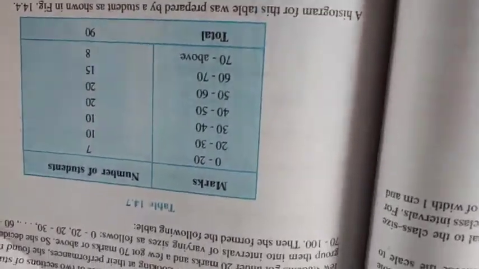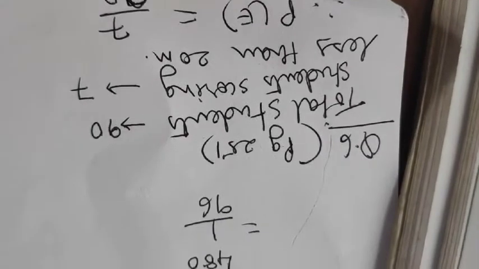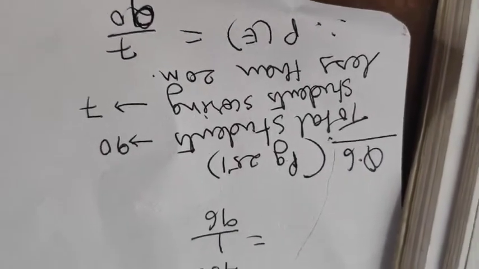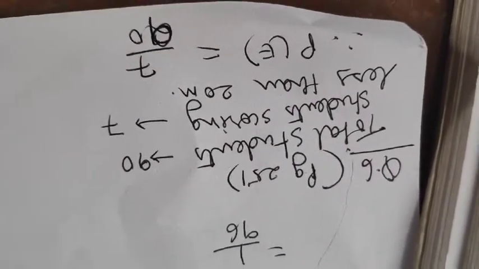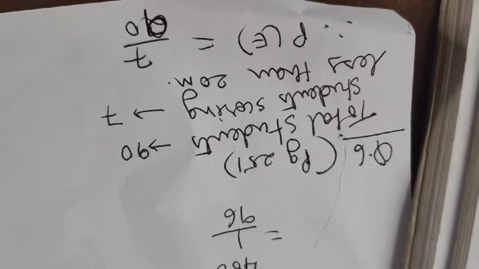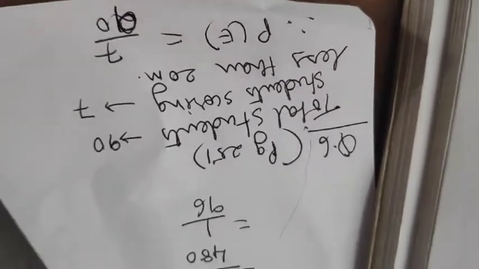Did you get it? How many students have been given? 7. So how will you work out? Here. Total number of students 90. Students scoring less than 20 marks is 7. So the probability will be 7 by 90. You cannot reduce it. Am I right?